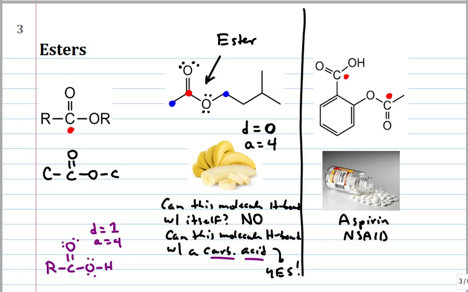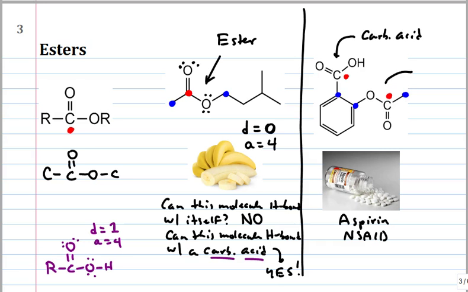Okay, and then I'm going to identify any carbons attached to the carbonyls, or any other carbons around it that might help me figure out what this molecule is. It looks pretty clear to me that aspirin is a carboxylic acid based upon this right here. C double bond O, OH.